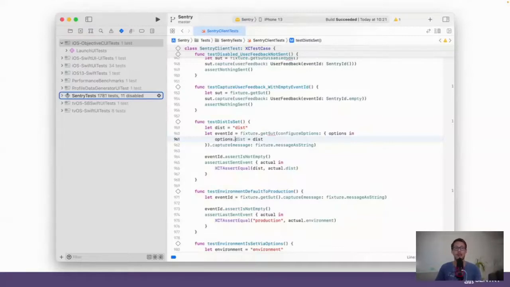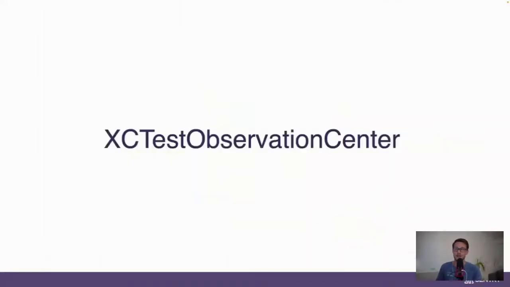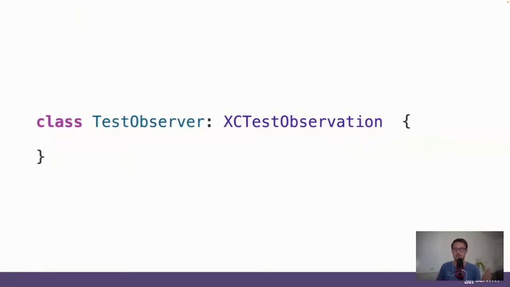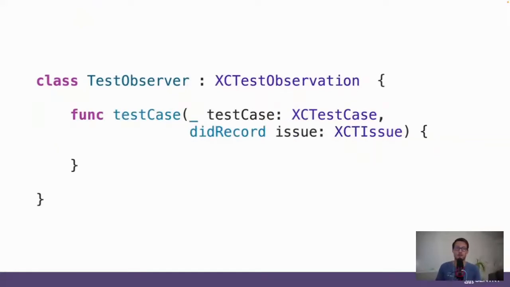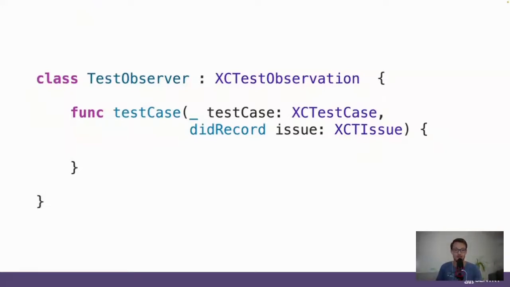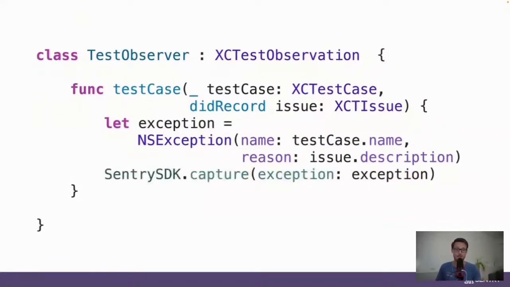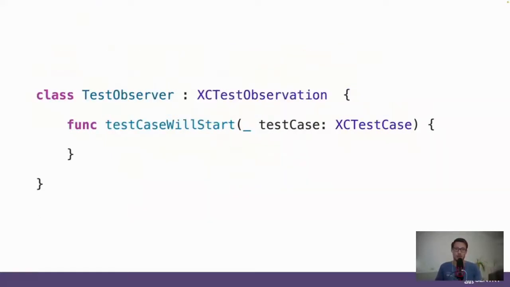If repeated test runs don't reproduce it, there's something pretty cool from the XCTest framework called the XCTestObservationCenter. You can just add a test observer, and the test observer just needs to implement the XCTestObservation protocol. Then you can subscribe to many different events. One of these is when a test case records an issue, basically if a test case fails. What we do in our specific repository is create an exception and capture it to our error monitoring tool, Sentry. We also add some breadcrumbs along the way.